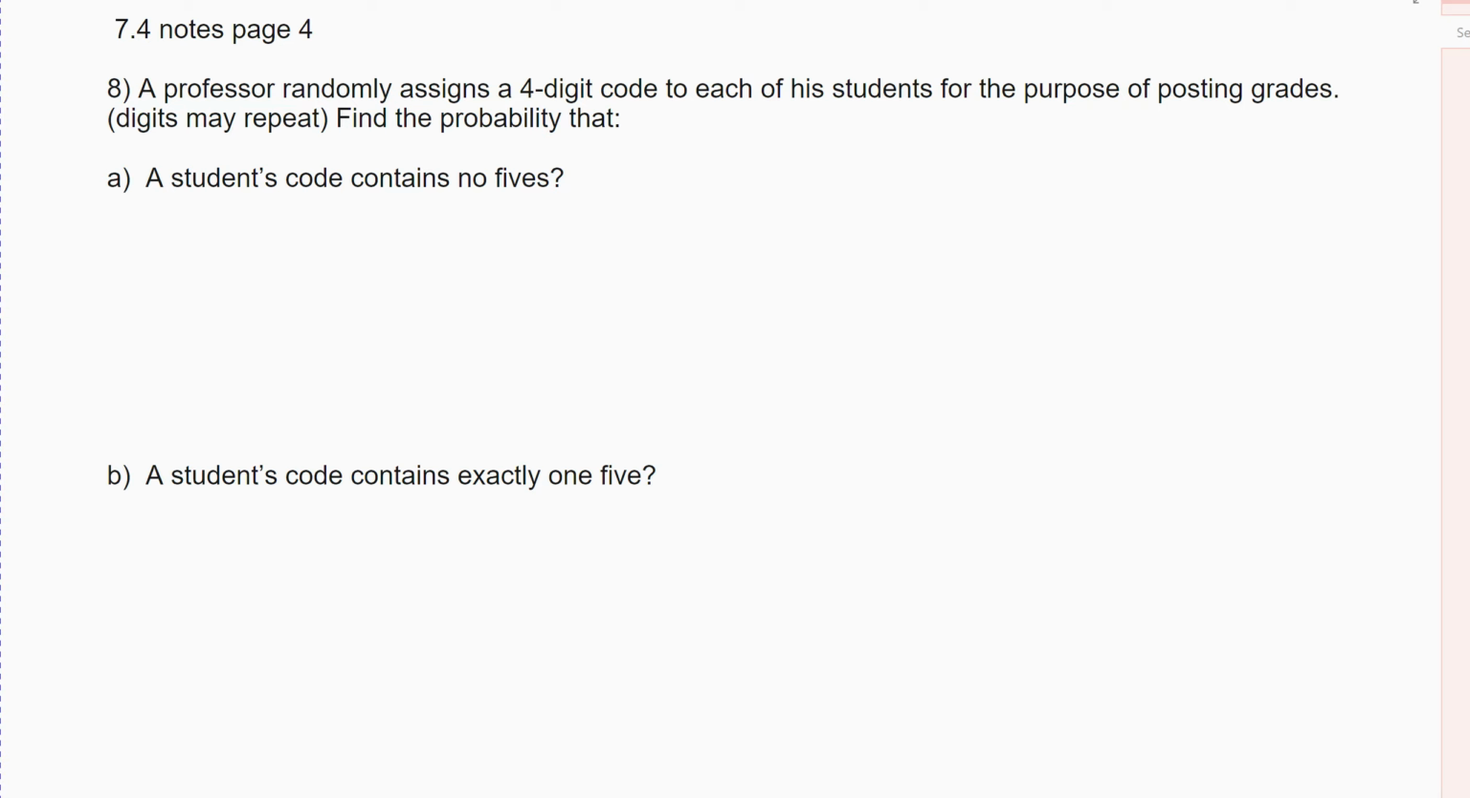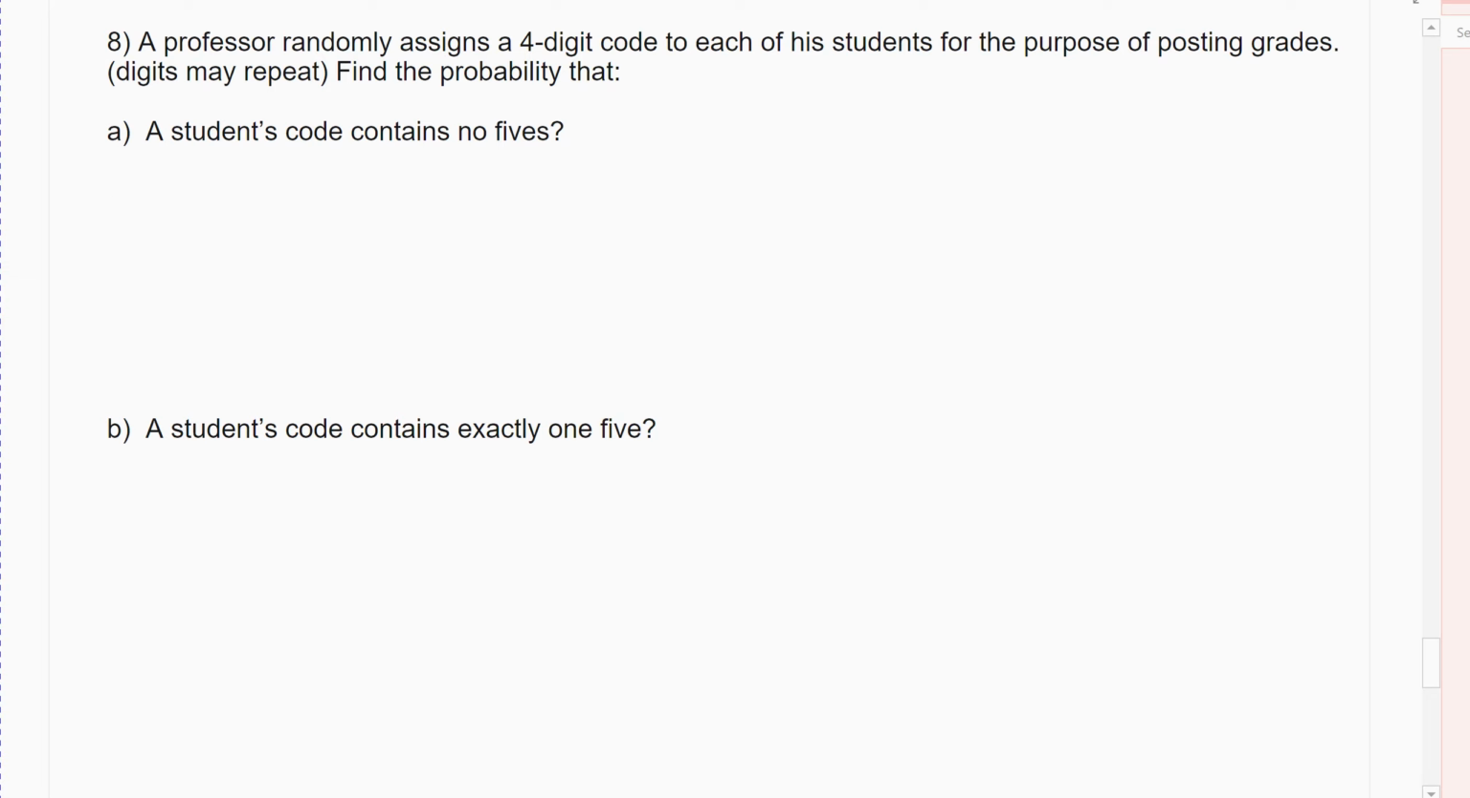So, problem number 8, the professor randomly assigns a 4-digit code to each of his students for the purpose of posting grades. Digits may repeat. So that means I'm throwing off combinations and permutations. They're off the table. I can't use them. Find the probability that the student's code contains no 5.